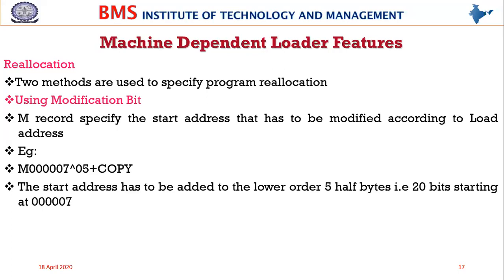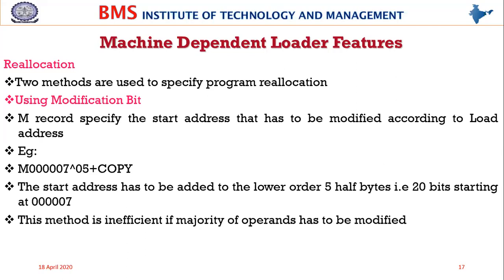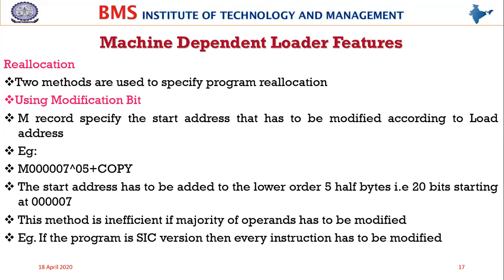The start address has to be added to the lower order 5 half bytes, that is 20 bits starting from 007. That's what it means. So we need to write one modification record for each format 4 instruction which has a direct address. This method is inefficient when the majority of operands have to be modified. But for the SIC version of a program, we shall discuss the second way of relocation in the next class.